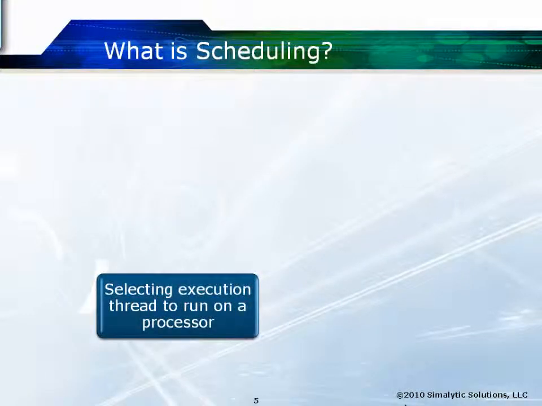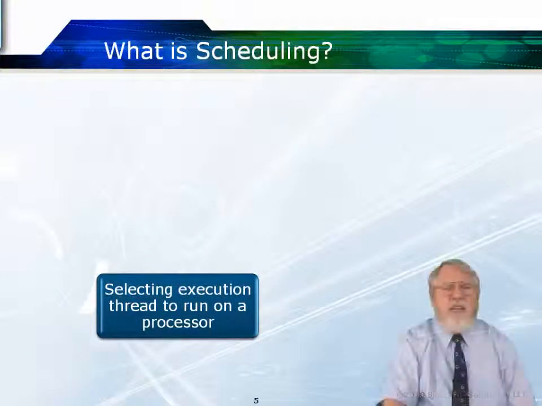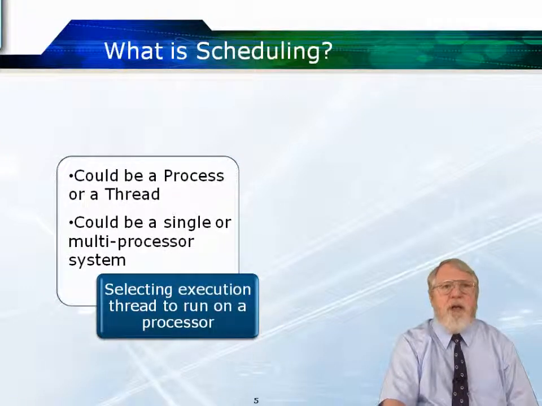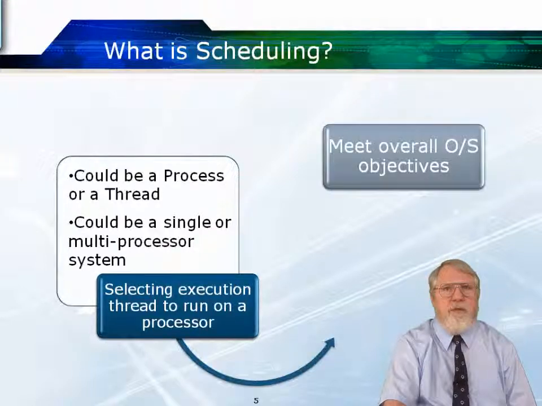So let's get started. What is scheduling? Scheduling is really selecting the thread or process to run on a processor. The operating system manages the threads or the processes in that environment and has to select one to run on a processor. It could be a process or it could be a thread depending on the architecture of the operating system. It could be a single or a multi-processor system. So the operating system may only have one choice of processor to use, or it may have multiple.